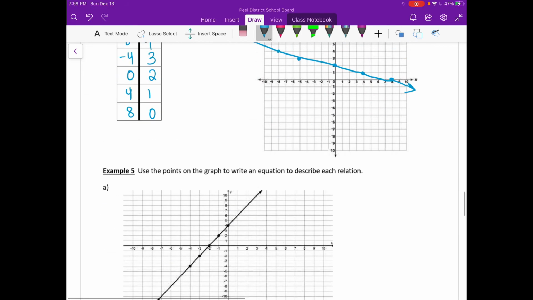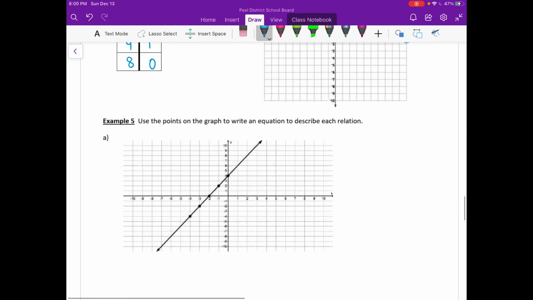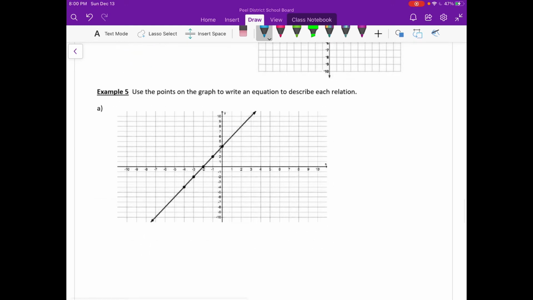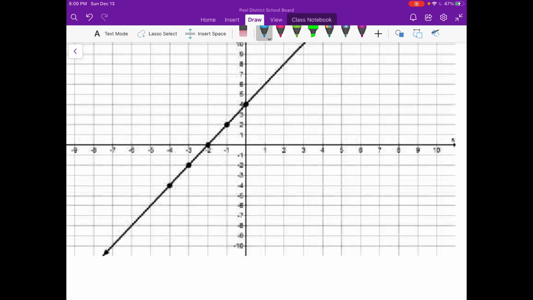So it says use the points in the graph to write the equation to describe each relationship, right? So how you're going to do this is, first things first, I'm going to make this x, and I'm going to make this y. And I'm just going to give myself some x and y points. So I'm going to say this point, x here is negative 4, and the y is also negative 4. So this is negative 4, negative 4.